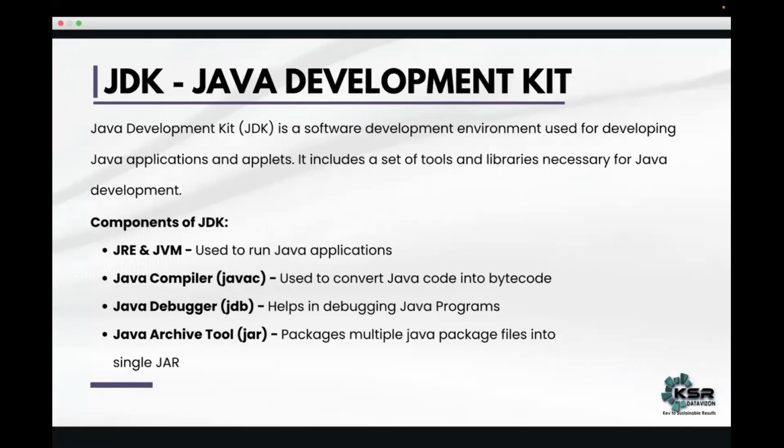So let's see what is JDK. JDK is a software development environment. The name itself has development kit, which means it's for developing. Okay, it's a development environment used for developing Java applications and applets.